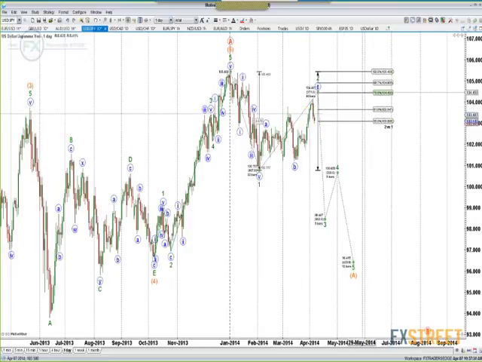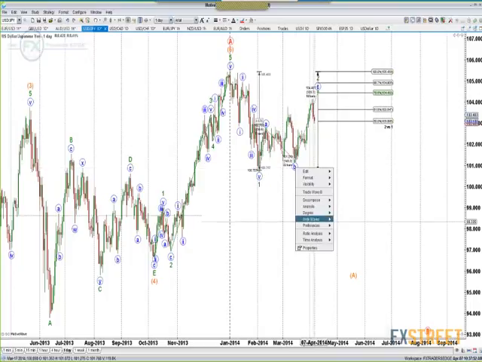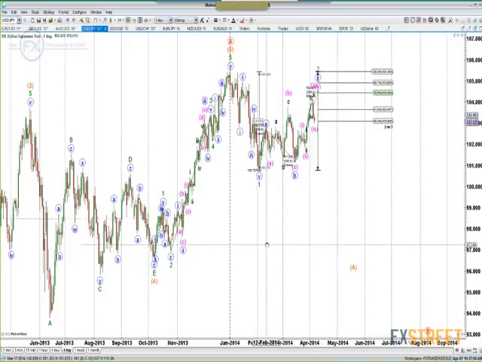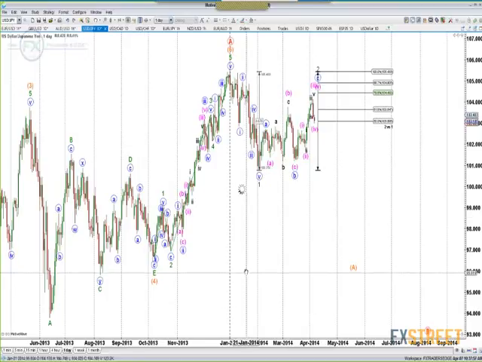103.64, and the next target that we are waiting for is the 78.6, 104.43. We are expecting the price to reach that level before thinking about the shorts. If we go to a lower time frame, the market is fractal, and we can see what's going on. So let's go to the 4-hour chart.